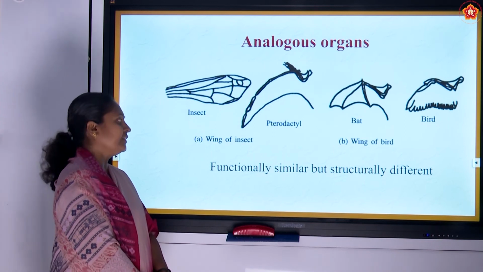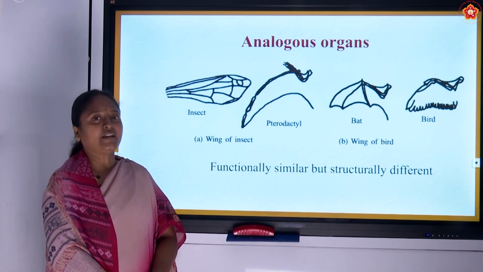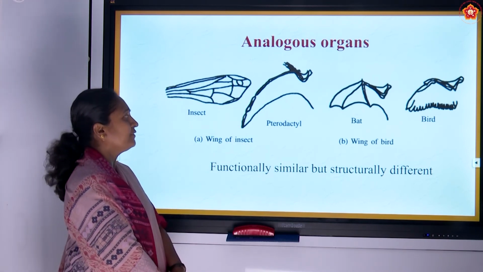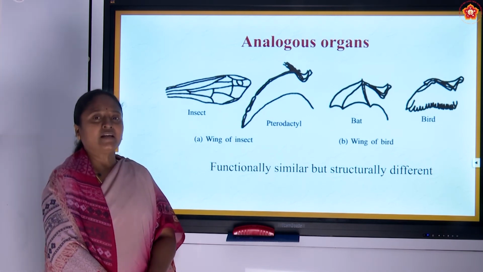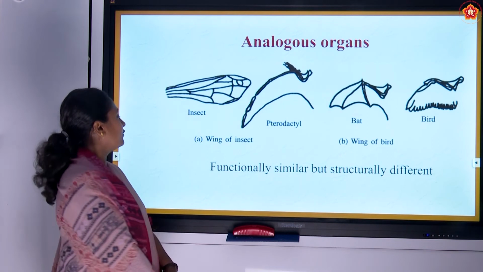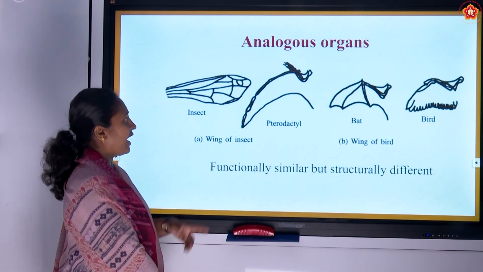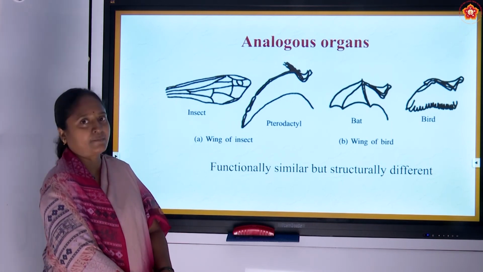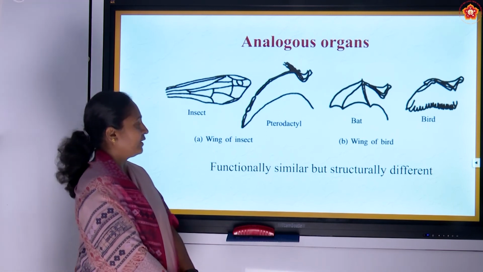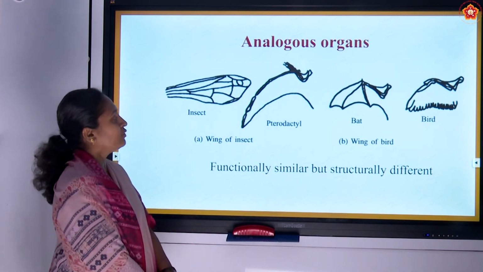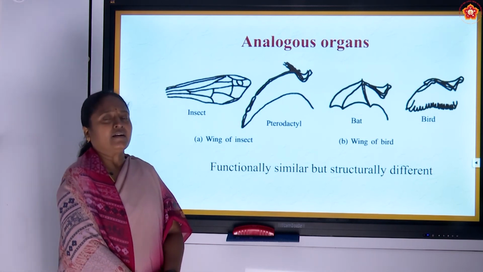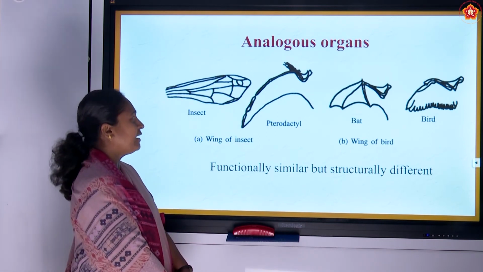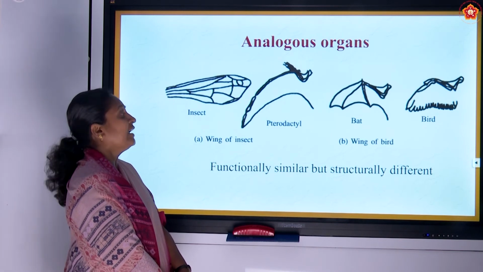In analogous organs, they are functionally similar but originated differently. How is it possible? Here we have a list of wings present in different organisms. All the wings are involved in flight, correct? Here we have an insect wing, then a pterodactyl, that is the flying dinosaur, which you must have seen in some movies. Then we have a bat and a bird. All these are involved in flying, but when you check the origin and development, it is totally different.